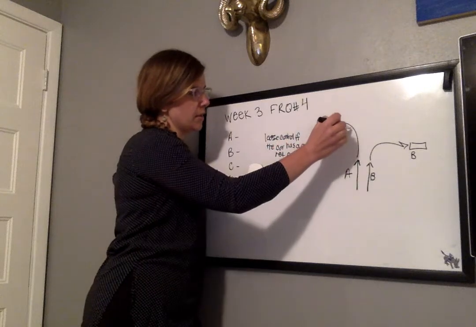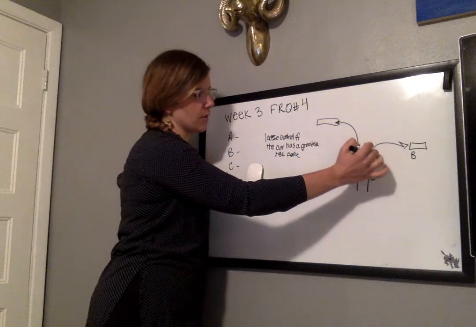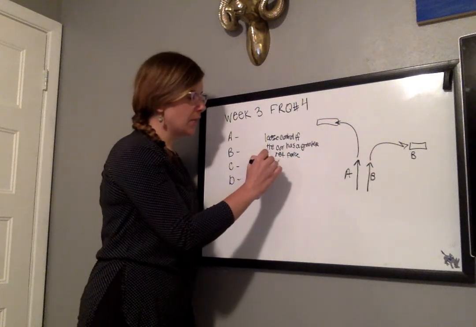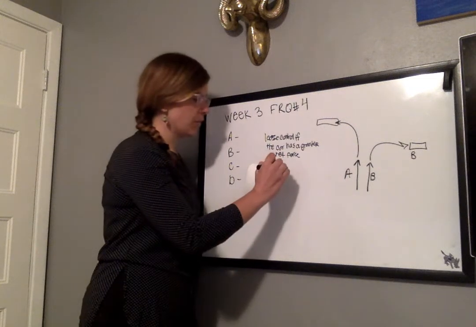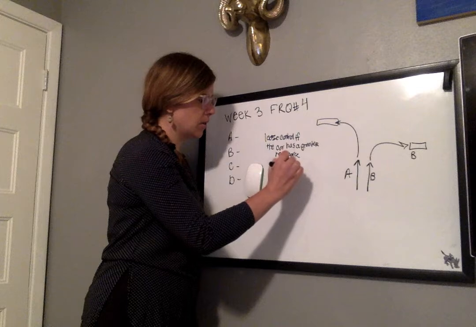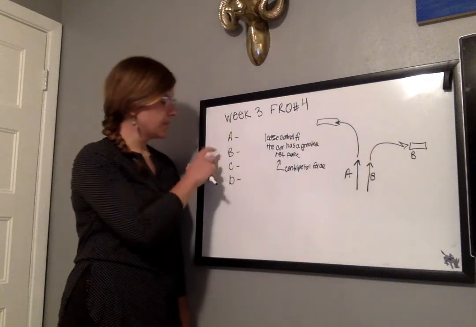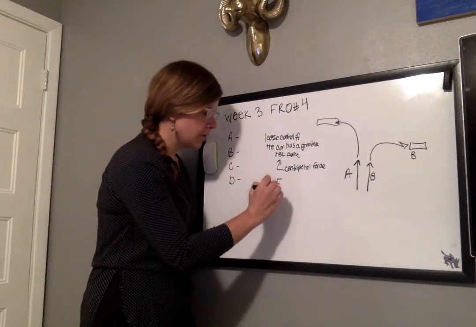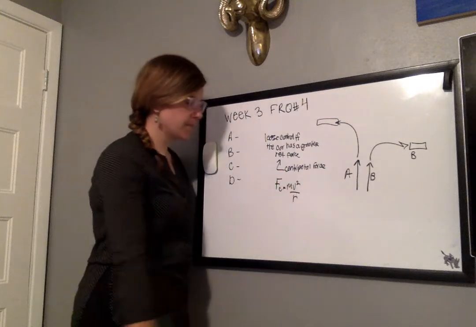If you look here, this object is going around a circle. It's following the path of a circle. It's not going around the entire circle, but that's the motion that it's following. So we know the net force when an object is moving in a circle is centripetal force. This would be your basic physics for B. Centripetal force is equal to mv squared over r.